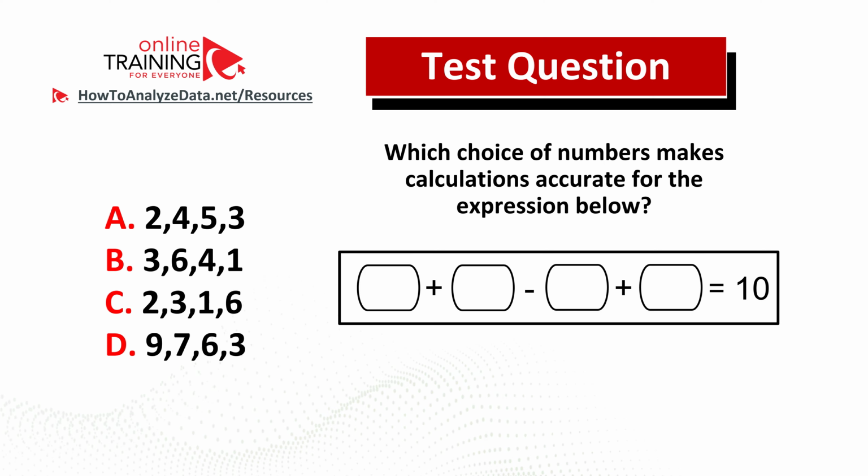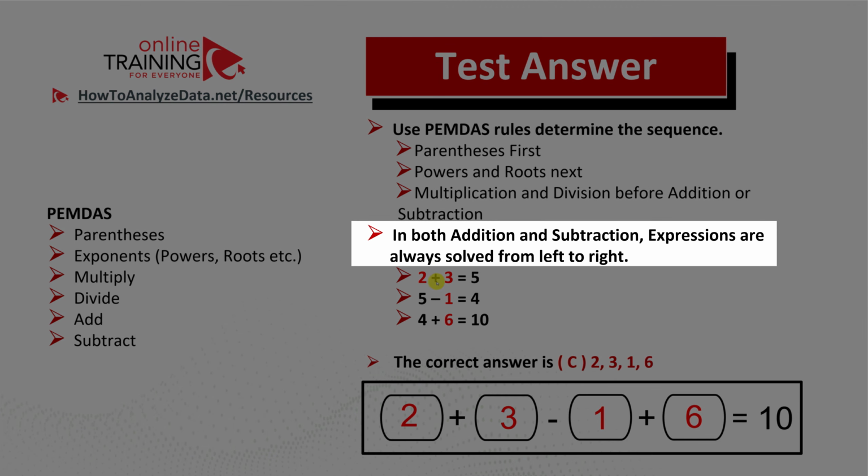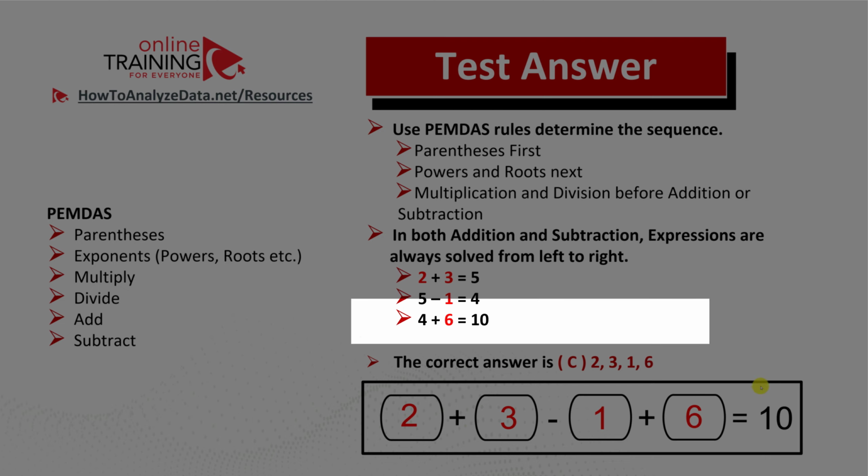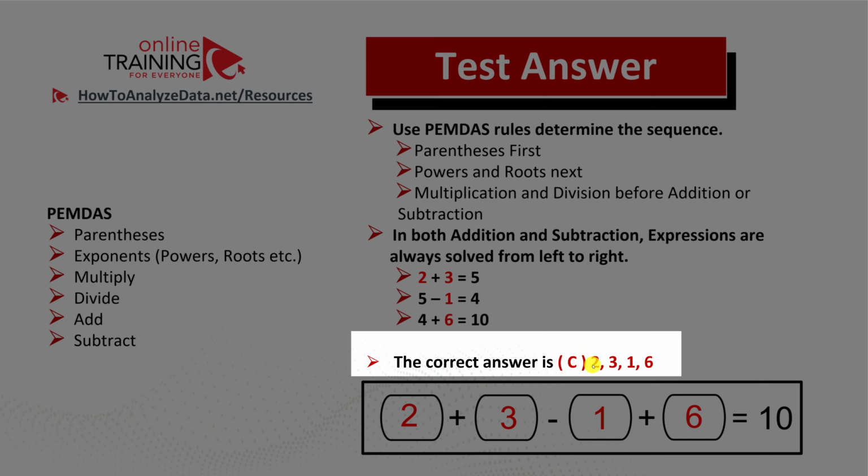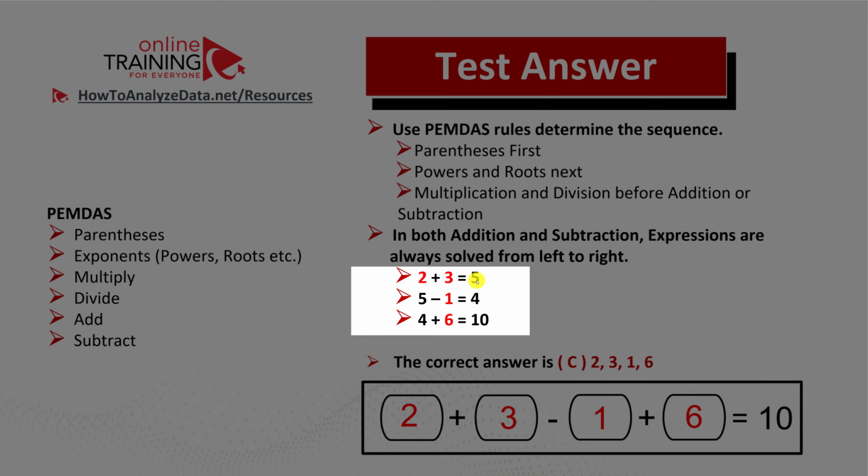Did you figure out the answer? Let's continue to see if we can solve this challenge and get to the correct solution together. Since we only have addition and subtraction, we can solve this expression by doing calculations from left to right. And in this case, the correct choice is choice C, with the numbers 2, 3, 1, 6. When we add 2 to 3, we get to 5. 5 minus 1 equals 4, and 4 plus 6 equals 10.